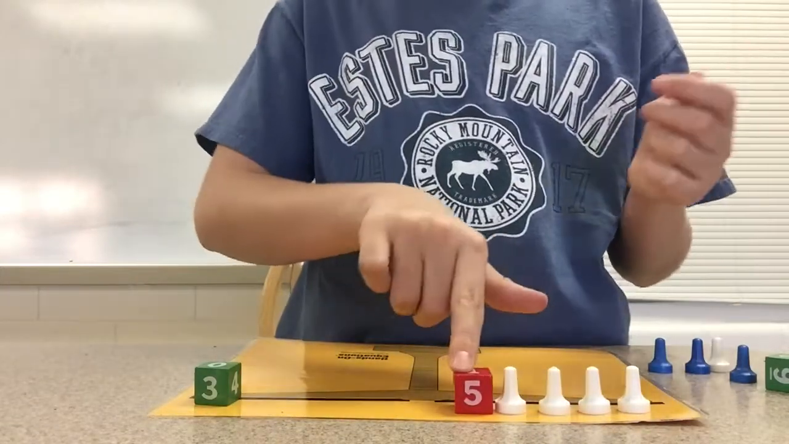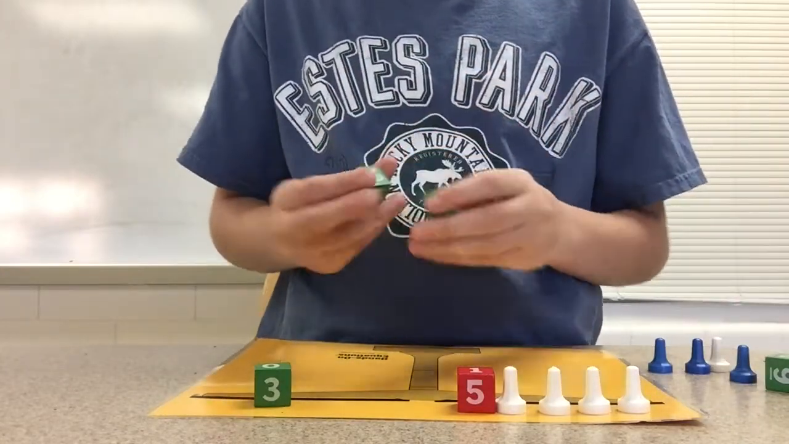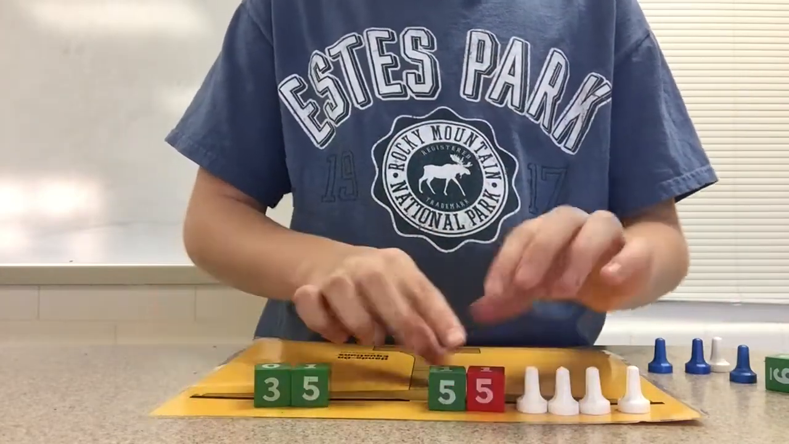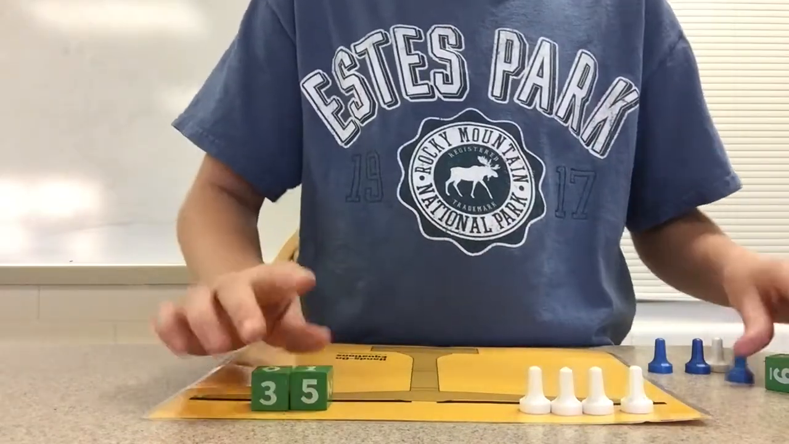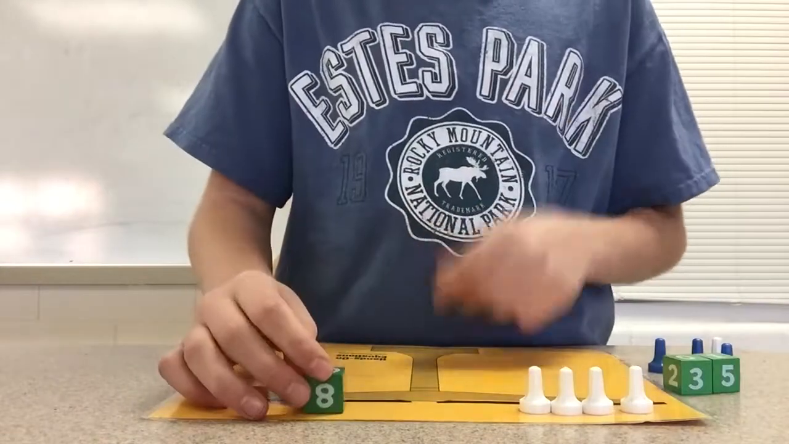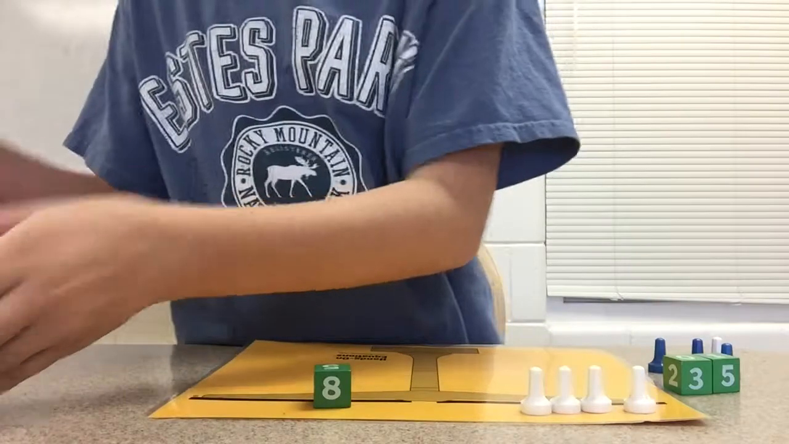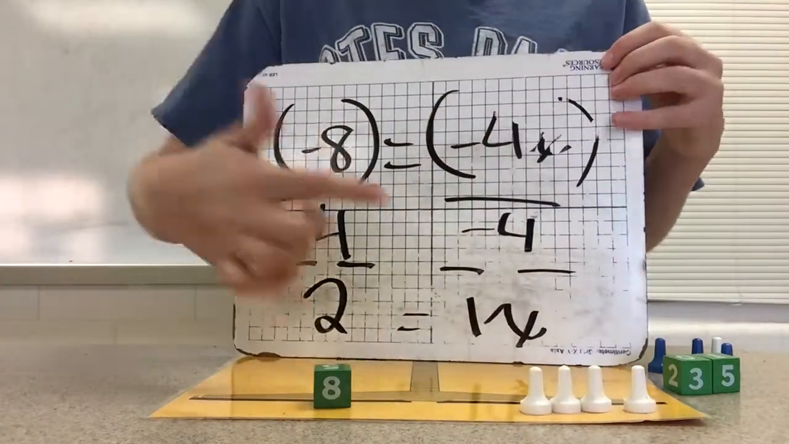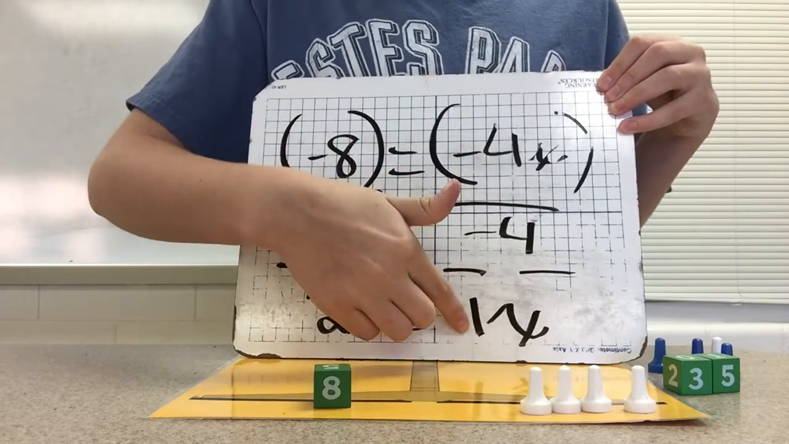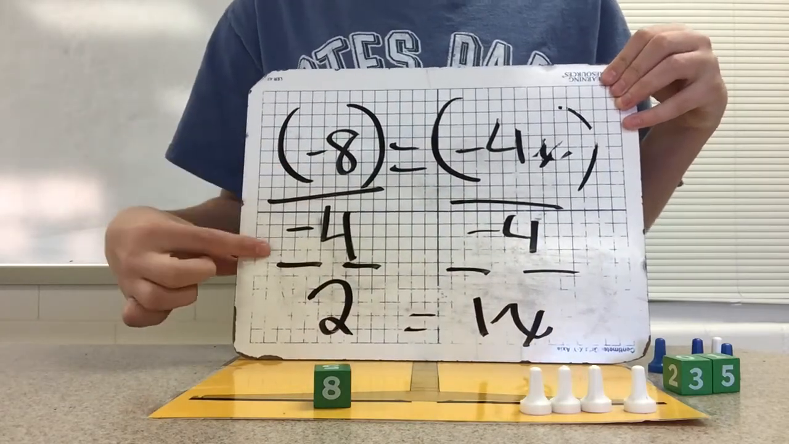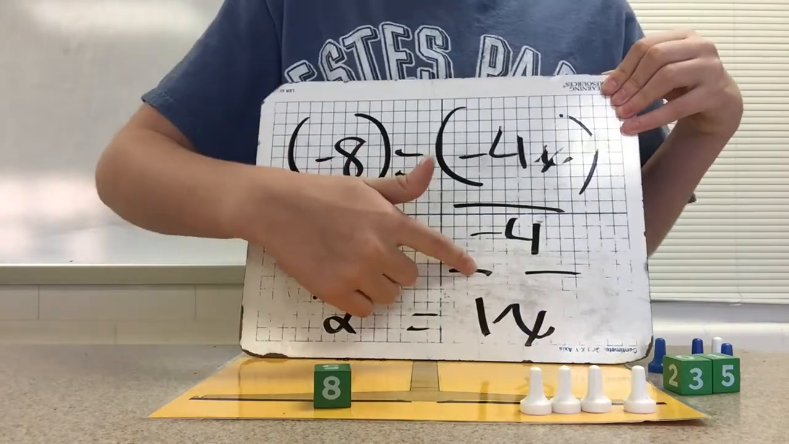The next thing we're going to do is get rid of this red 5. And to do that, we are going to add a green 5 to each side. This green 5 would make this a pair of 0 and make this an 8. So we're going to take that away and add this 8. Then we're going to take negative 4x divided by negative 4 to get 1x, and negative 8 divided by negative 4 to get 2. So our answer is 1x equals 2.